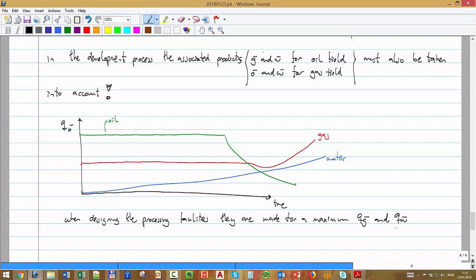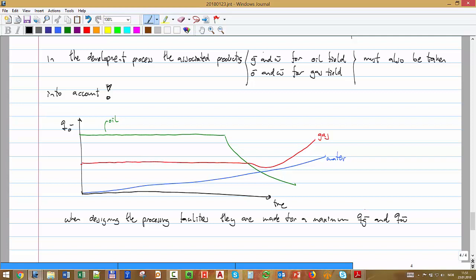Remember that water I usually have to treat and dispose to the sea, so I have to have enough capacity. The train has to have enough capacity to process it. Also the gas, the same thing. I have to have compressors if I have to export it. If I'm going to re-inject it, I also have to have enough capacity to put it back in the reservoir.